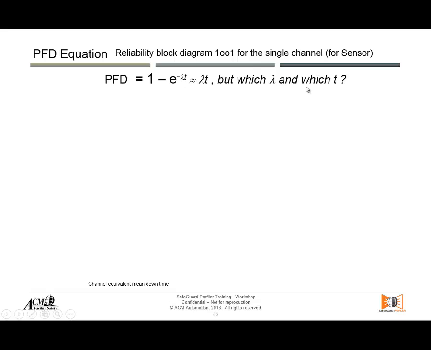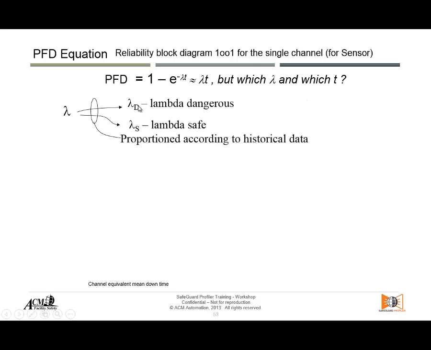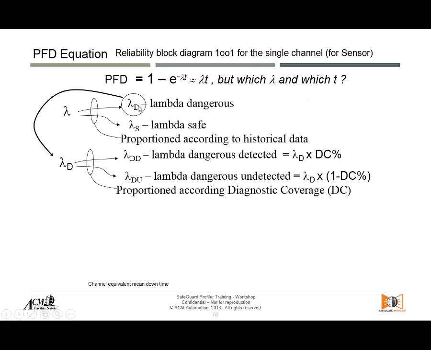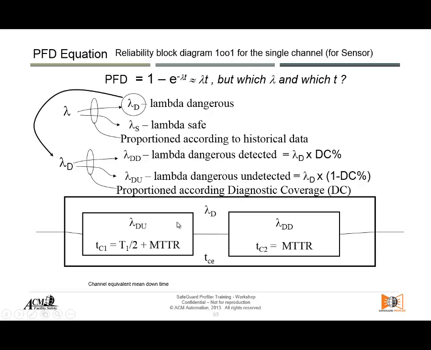Which lambda and which t? We already talked about the t. Which lambda: dangerous, and lambda dangerous detected and undetected. The ones we're most concerned with are the dangerous undetected. So we can divide our channel in two reliability block diagram boxes, one with respect to dangerous undetected failures and one with respect to dangerous detected failures.